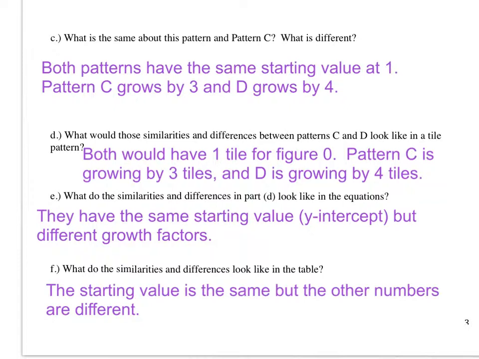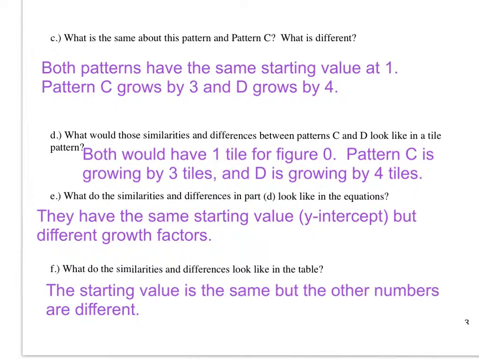Part D, what would those similarities and differences between pattern C and D look like in a tile pattern? Well, both would have 1 tile for figure 0. That would be a similarity. The difference would be in pattern C, the tile pattern is going to grow by 3 tiles, and pattern D is going to grow by 4.